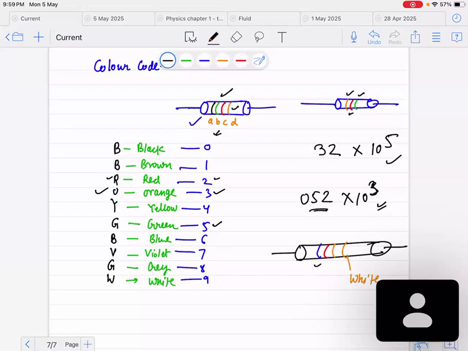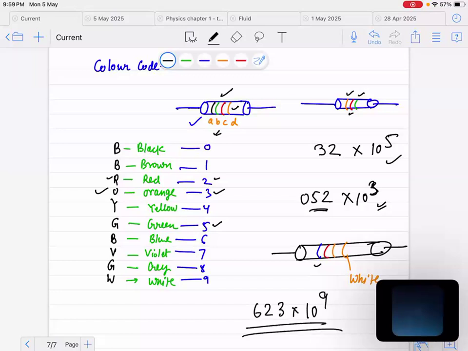Blue means, first value blue is 6. Red means 2. Aditya, are you here? Yes, I'm listening. The third one, orange. Orange is 3. The fourth one is white. It is huge. So is it necessary to remember the colors? Yes, this you should memorize.